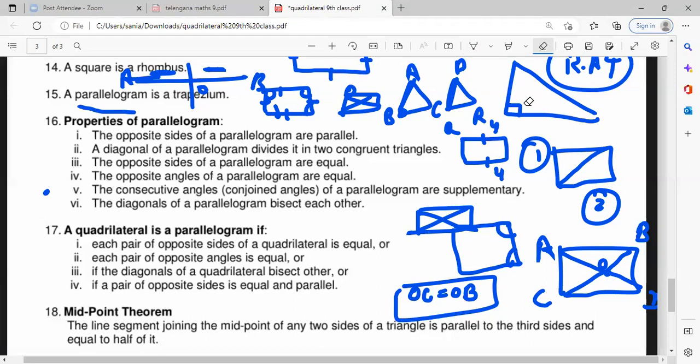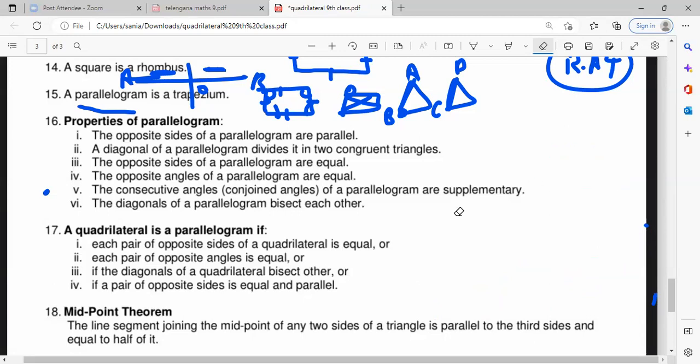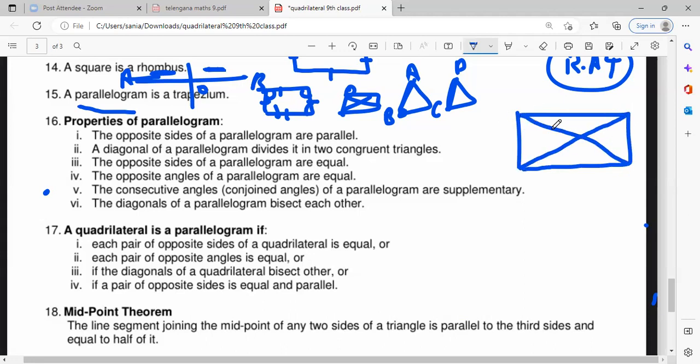Ma'am, one thing, the third point: if the diagonals of a quadrilateral bisect each other, how can we know that after one point to the other point it is equal? See, for example, over here these are the diagonals, right? This is A, this is O, and this is B.